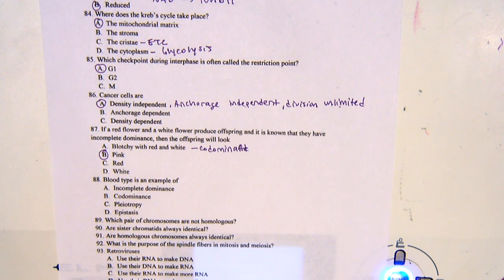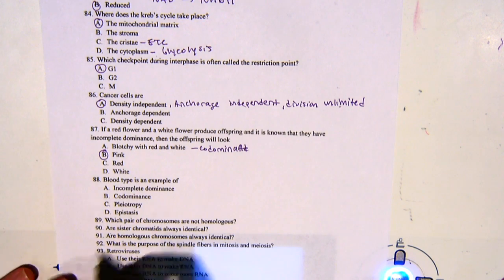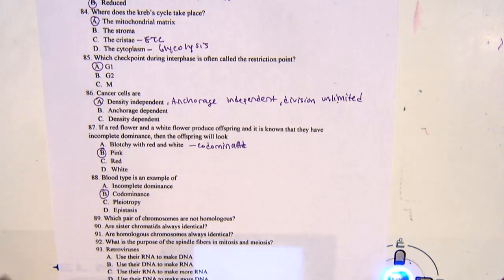Number 88. Blood type is an example of what? Co-dominance. We know that A and B type blood do not dominate over each other. So we could have type A, we could have type B, and we could have type AB, because if we have an A and a B allele, we're going to display both of them. They are co-dominant.